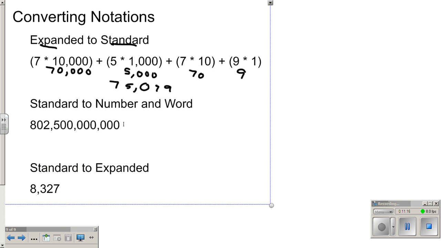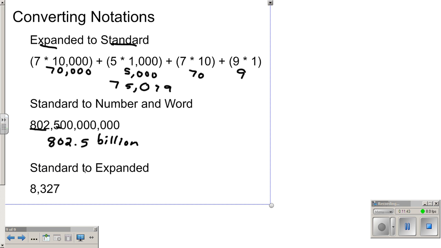Standard to number and word: we would look for our significant digits, and in this case, the 802 and the 5. We see the decimal, or the comma, between those two, so we know we need to use a decimal. So we would have 802.5, and then we want to count the place values. Here we have the thousands, millions, billions, so 802.5 billion.